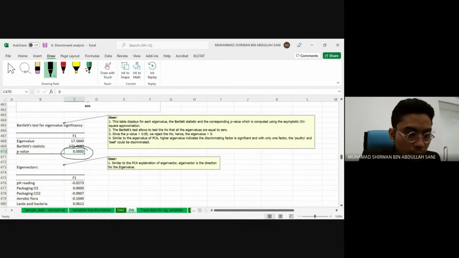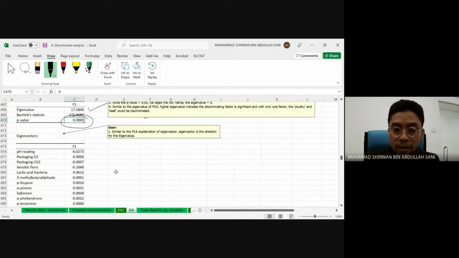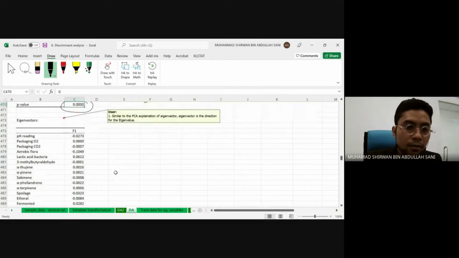Yang kita dapat is less than 0.05, we reject the null, hence the eigenvalue is more than 0 lah. That's why kita dapat value ni. Okay. Similar to eigenvalue in PCA, higher eigenvalue indicates the discriminating factor is significant, and with one factor the poultry and beef could be discriminated. Okay, cukuplah dengan satu factor pun this model able to differentiate ataupun membezakan sausage tu daripada porcine ataupun daripada beef. Okay.